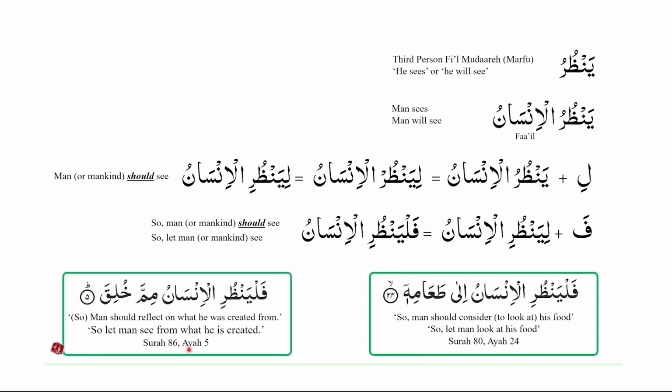In another place, in Surah number 86, ayah number 5, we see falyanzuril insanu mimma khuliqa. So man should reflect on what he was created from. The laam of amr is creating the meaning of should, and it is followed by fi'il mudari, which is fi'il mudari majzum. It is majzum because of the effect of laam of amr, and laam of amr has sukoon on it rather than zair under it because of the effect of this fa. So let man see from what he is created.